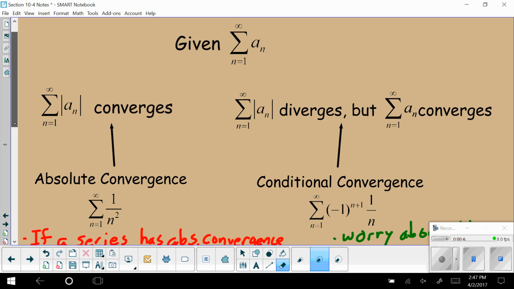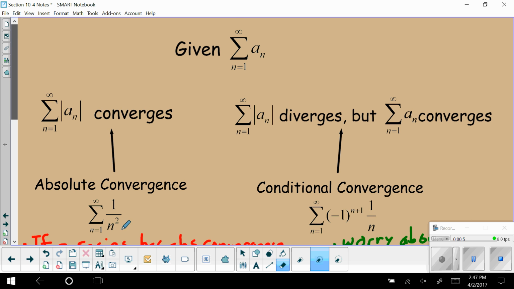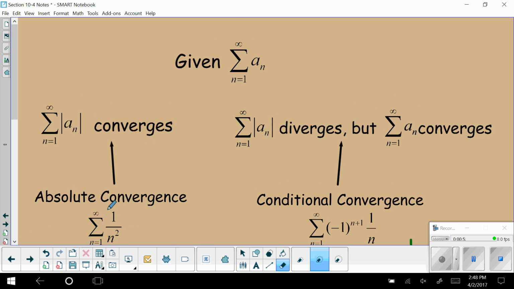So some examples that we can look at, if I look at this p-series here, having the absolute value or not isn't going to affect anything, but with the absolute value, it's still 1 over n squared, which since the p-series is the power bigger than 1, this does converge absolutely, which means it does also converge conditionally. So anything that has absolute convergence must have conditional convergence also. But the key here is it converges.